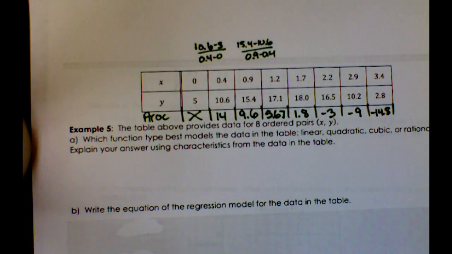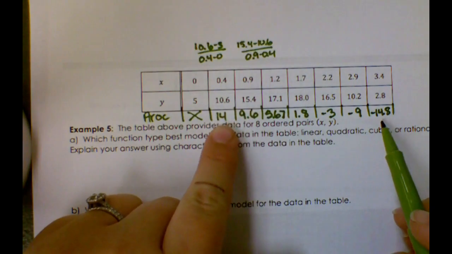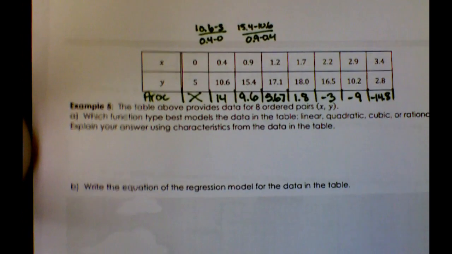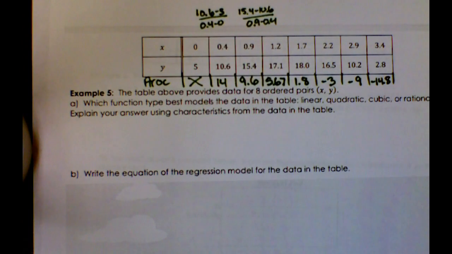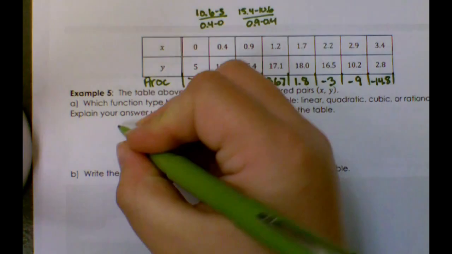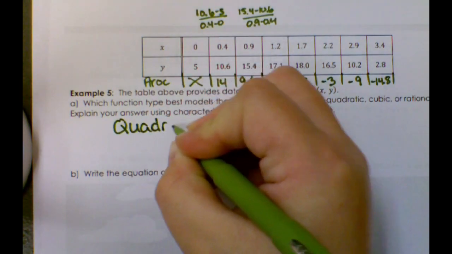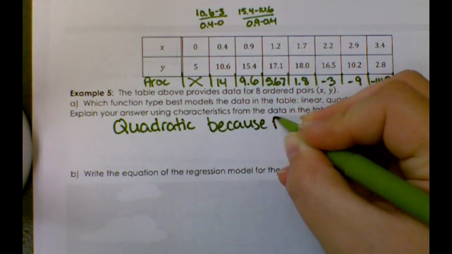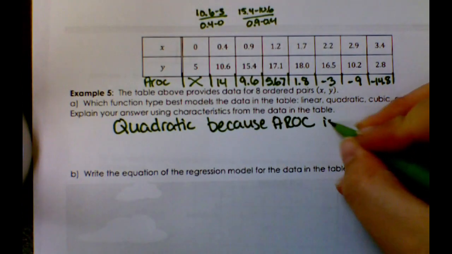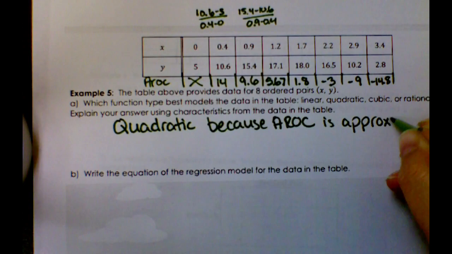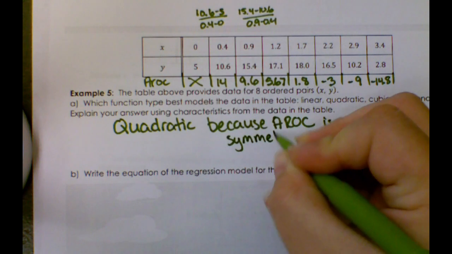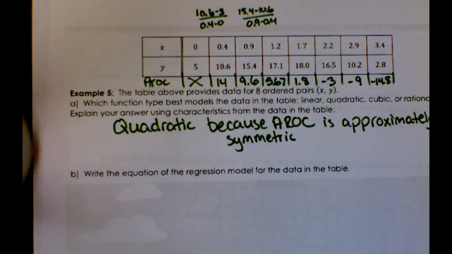Now if you look at these values, they are pretty darn close to the same, just on opposite sides, the positives and the negatives. So we're going to say that it would be about quadratic. And our reason will be because the average rate of change is approximately symmetric. Has to be approximately.